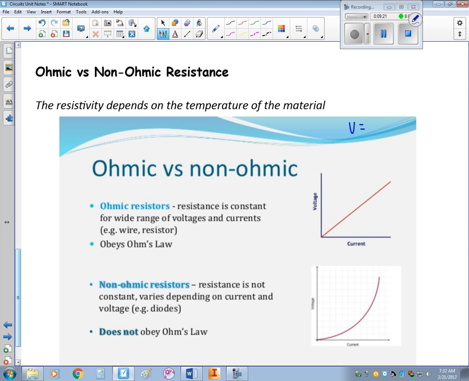So V equals I times R. I can rewrite this to say that V equals R times I. And notice that looks a lot like y equals mx. So here I see that the slope of this line would equal the resistance of the material.